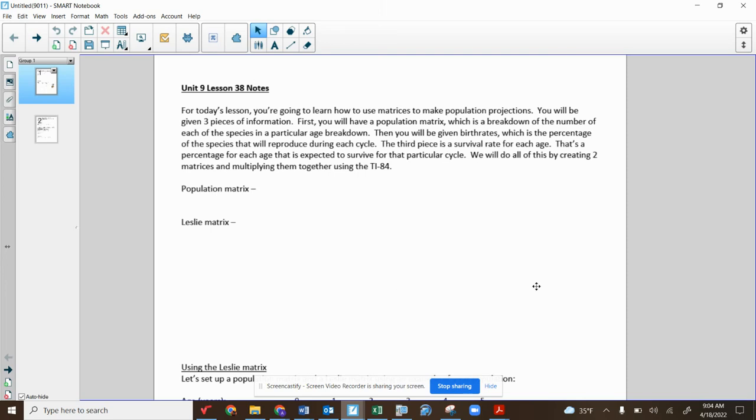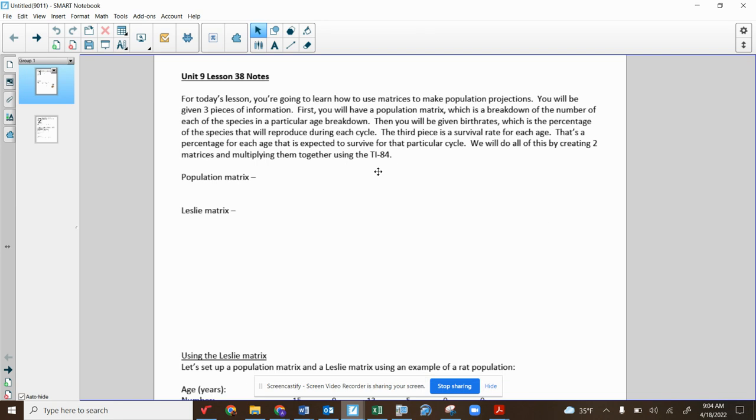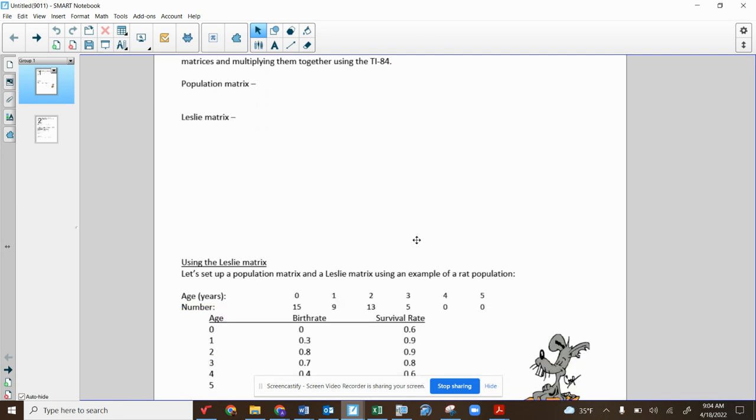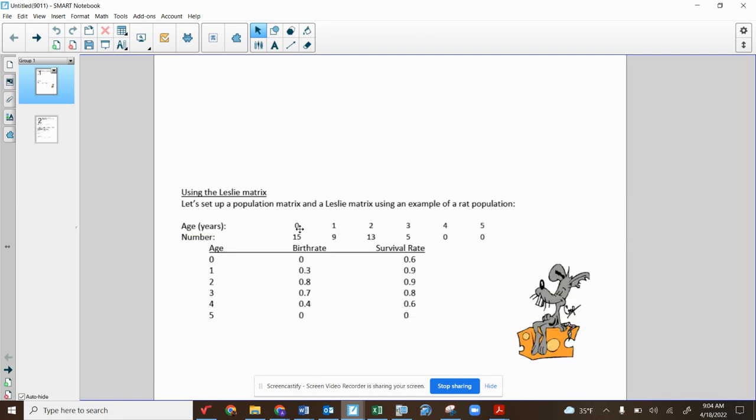All right, lesson 38 from Unit 9 is going to be doing population projections using matrices. So when we go to do population projections, what we're going to need are three different pieces of information. We're going to need to know what our initial population is, and the population is going to be broken down into groups like how old they are.